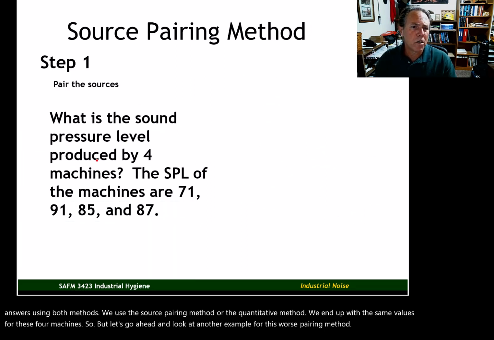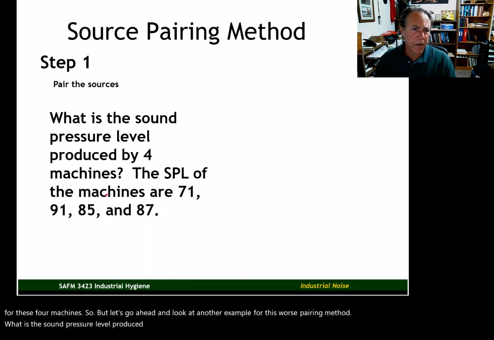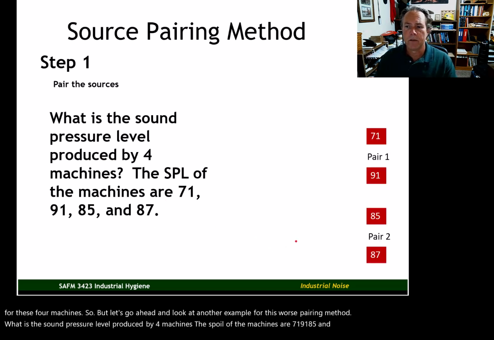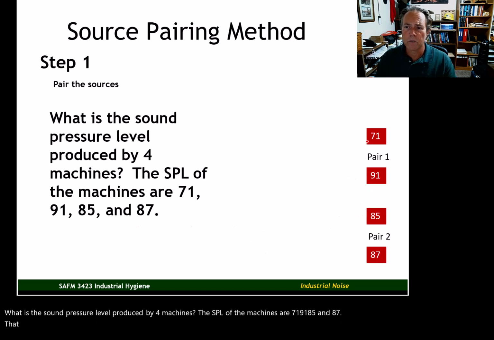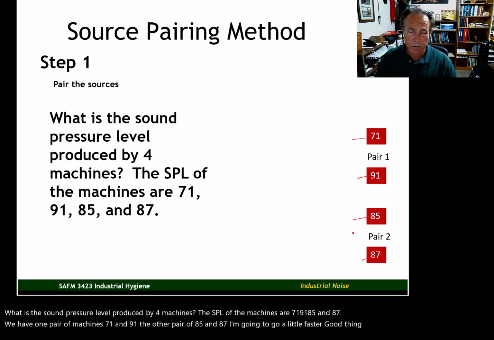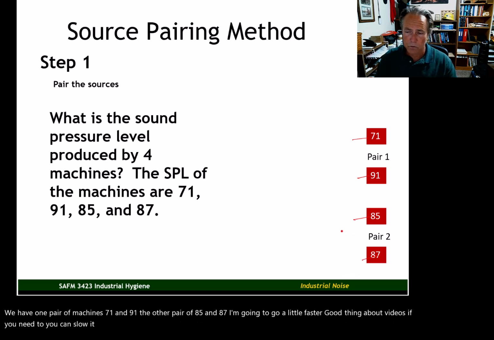What is the sound pressure level produced by 4 machines? The SPL of the machines are 71, 91, 85, and 87. Okay, we have one pair of machines, 71 and 91. The other pair, 85 and 87. I'm going to go a little faster. Good thing about videos, if you need to, you can slow it down. You can rewind if I go too fast.